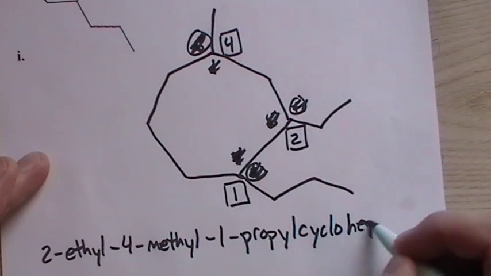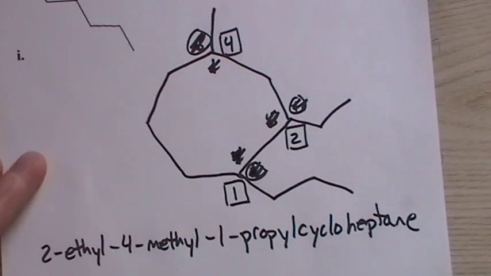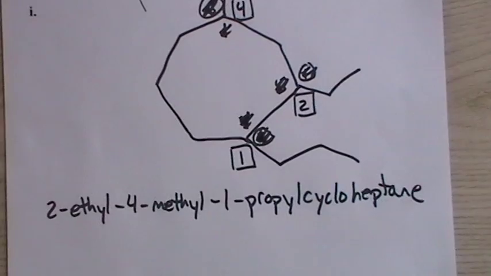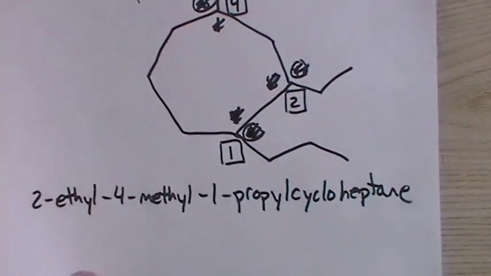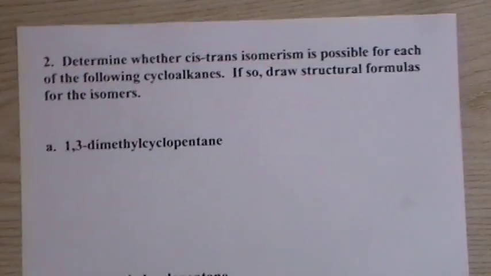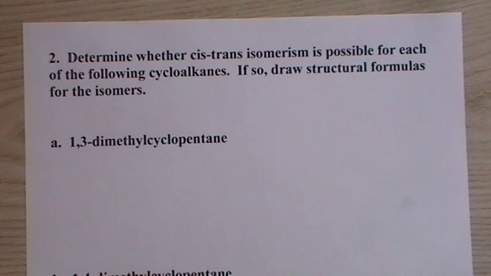And this is heptane, or cycloheptane. 2-ethyl, 4-methyl, 1-propyl cycloheptane. Now that ring locks the substituents either above the ring or below the ring. And that's when we get this cis-trans kind of thing that can happen.